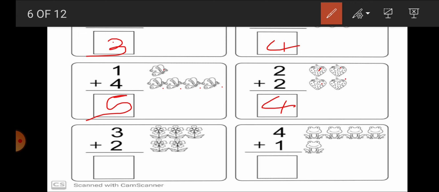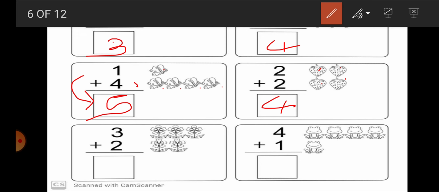Have you noticed something while doing this sum? Have you remembered anything? In last lecture, I told you that whenever you add 1 to any number, you will get the after number of that. So, if you are going to add 4 to 1, then what is the answer? 5, which is the after number of 4. Okay, so this is a nice revision for you.